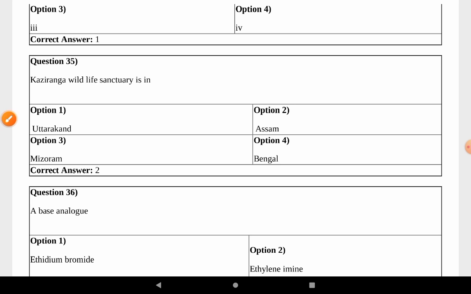Our next question is Kaziranga Wildlife Sanctuary is in option 1 Uttarakhand, option 2 Assam, option 3 Mizoram, option 4 Bengal. So the correct answer is option 2 Assam. So Kaziranga Wildlife Sanctuary is in Assam.